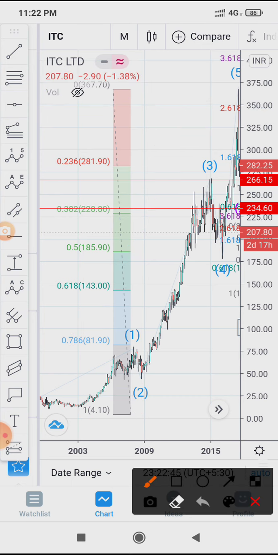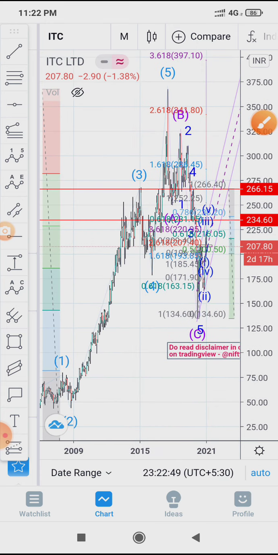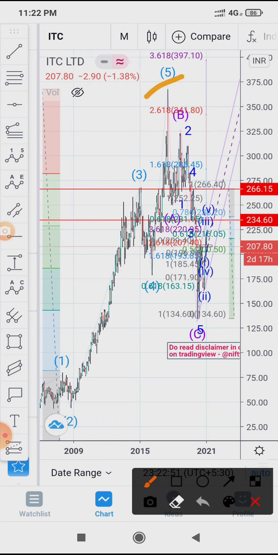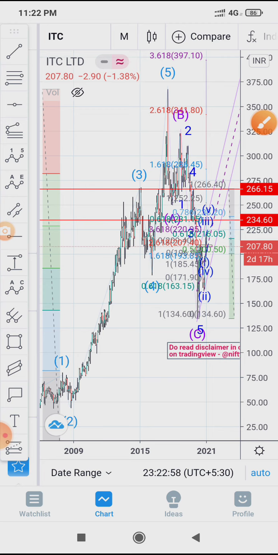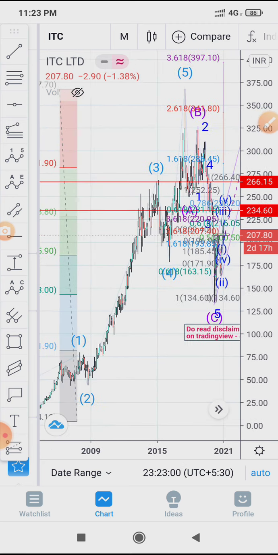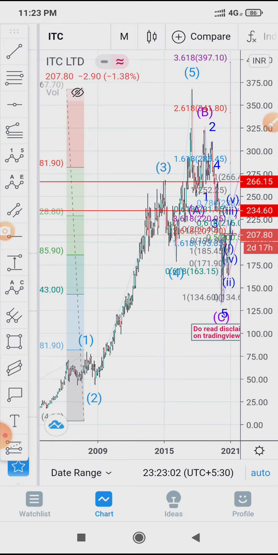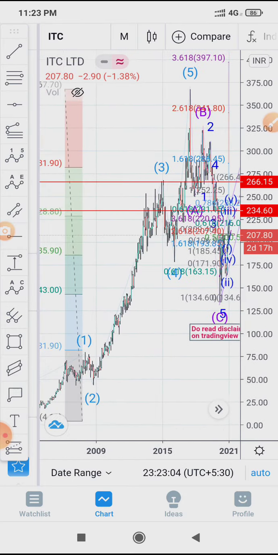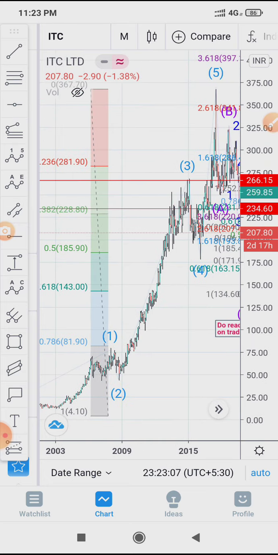ITC has reached 367 and then it entered the correction phase. During the correction phase from 367 it reached the 134 level. Sorry, the chart is a bit clumsy, but I cannot remove the drawings right now because I need them for further explaining to you on the chart.